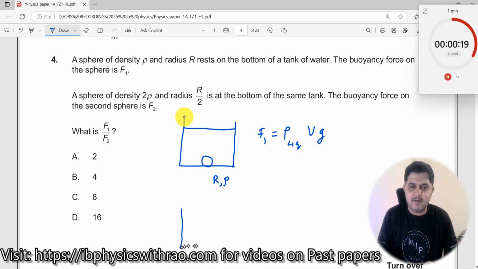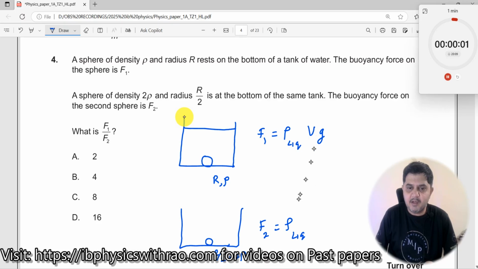Now it says I take one more sphere whose radius is r by 2, which means I take a much smaller sphere over here, with radius r by 2 but density 2 rho, and the buoyancy force acting on the sphere is F2. So how do I write this? Once again, I'll write this as rho liquid into volume. What is the volume over here? 4 by 3 pi r cube. I will write this as V2 multiplied by g. Let me call the earlier one V1.